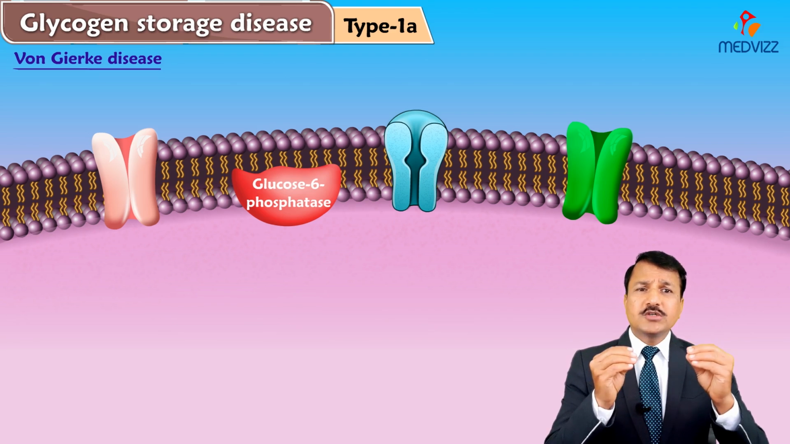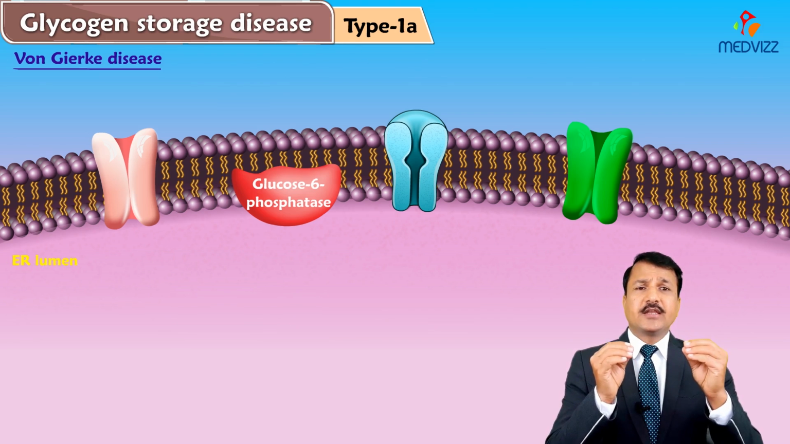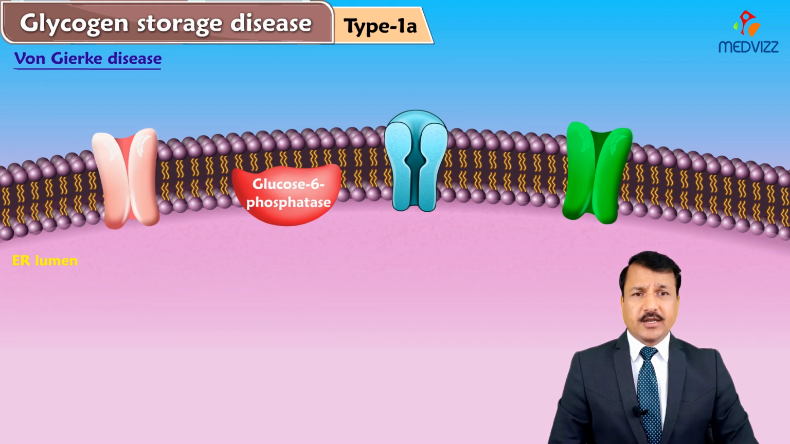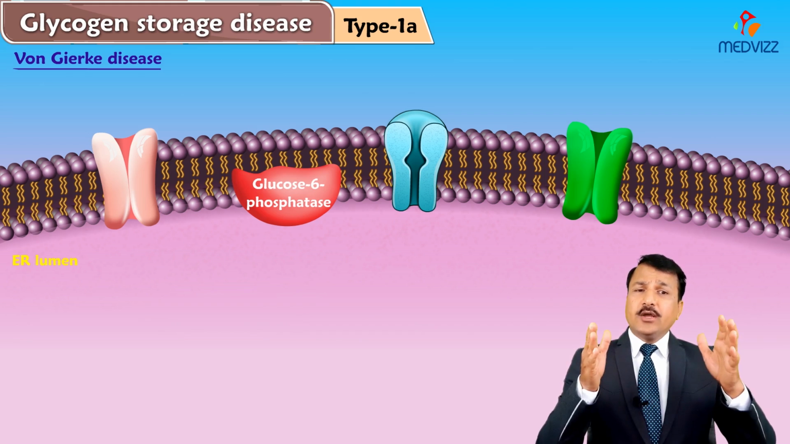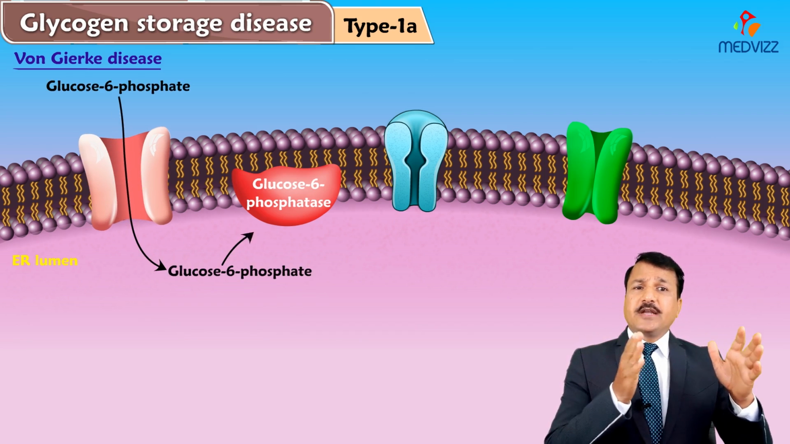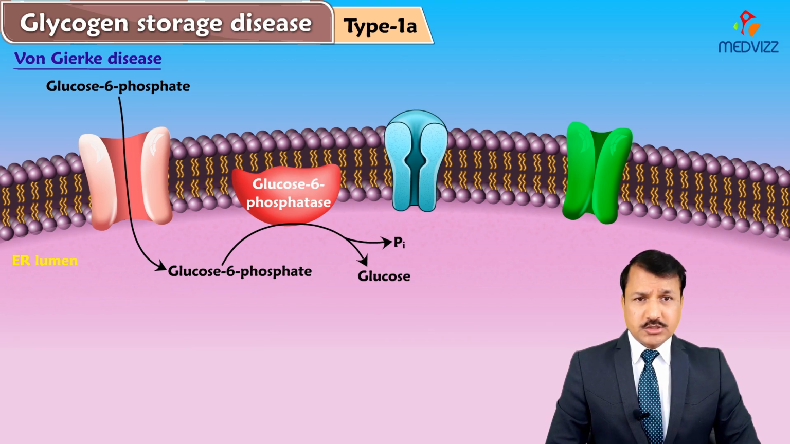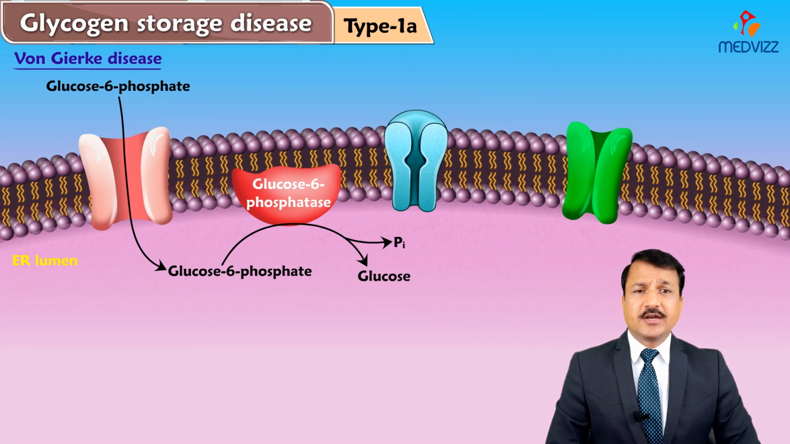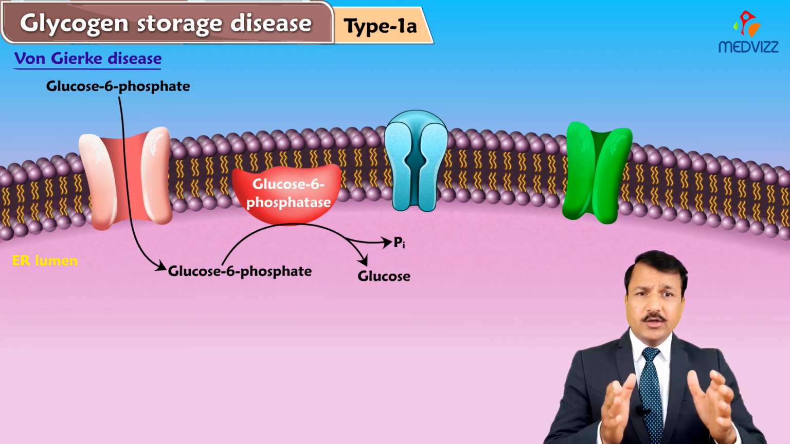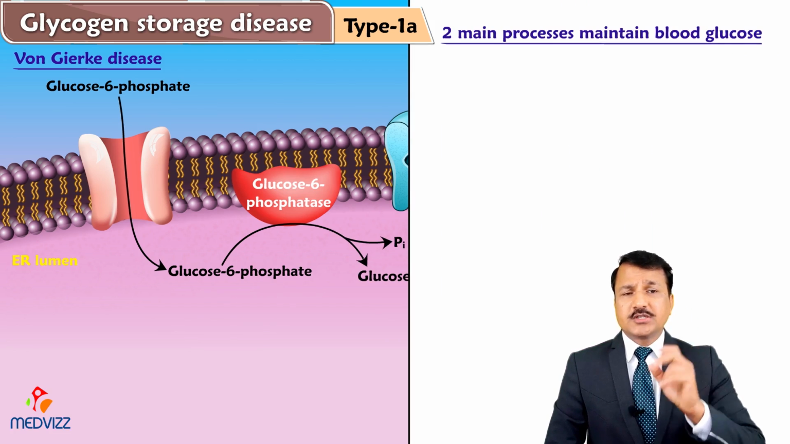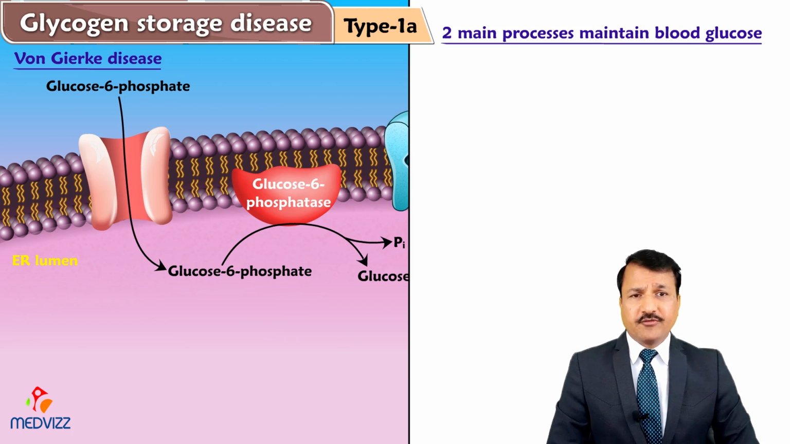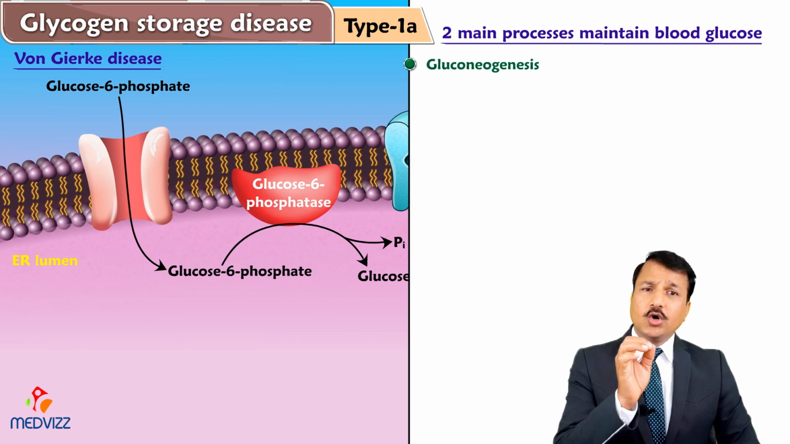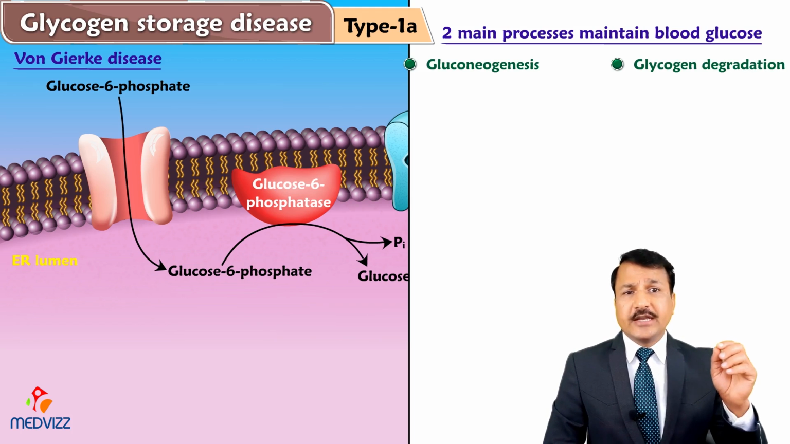Now, the glucose 6-phosphatase enzyme is there in the lumen of the endoplasmic reticulum, basically attached to the endoplasmic reticular membrane towards the luminal side. Whenever glucose 6-phosphate has to be converted into glucose, generally this happens in the fasting condition, because when we go into fasting, there are two processes that help in maintenance of our blood glucose. One is gluconeogenesis, the other is glycogen degradation.